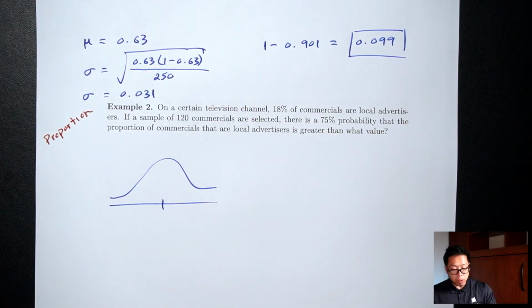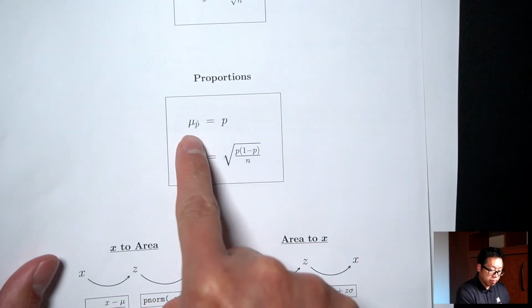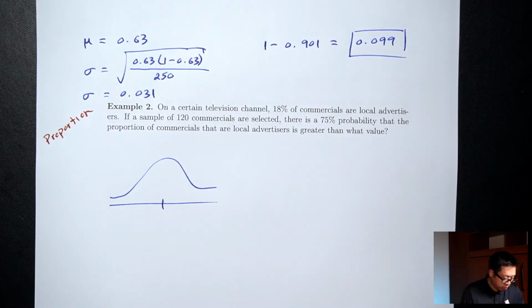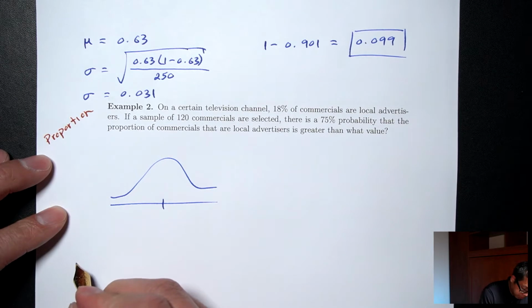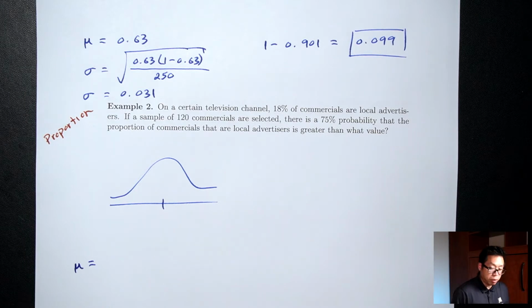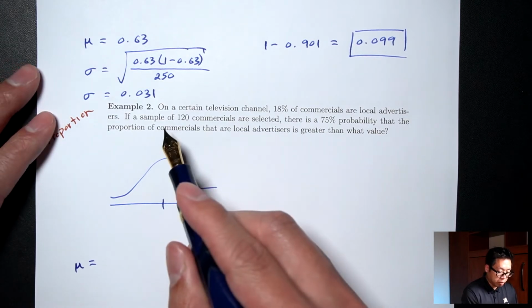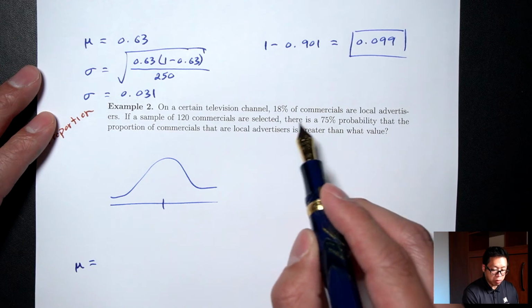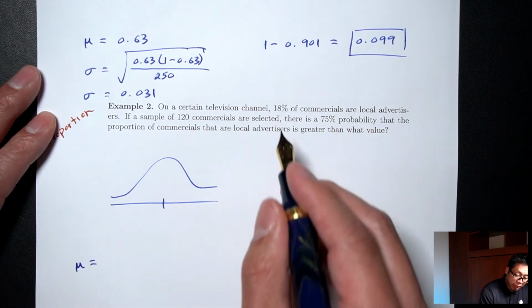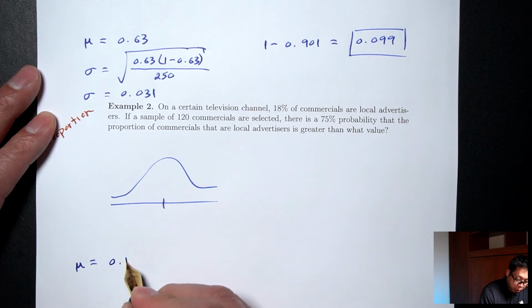And because it's a proportion question, the proportion box is going to tell us what our mean and what our standard deviation should be. So the mean is going to be p, which is the population proportion. And usually it's going to be a percent. So on a certain television channel, 18% of commercials are local advertisers. That's our P, 18%. As a decimal, 0.18.